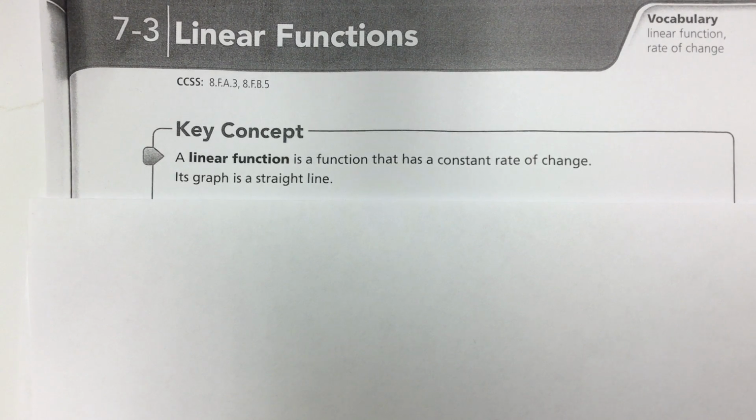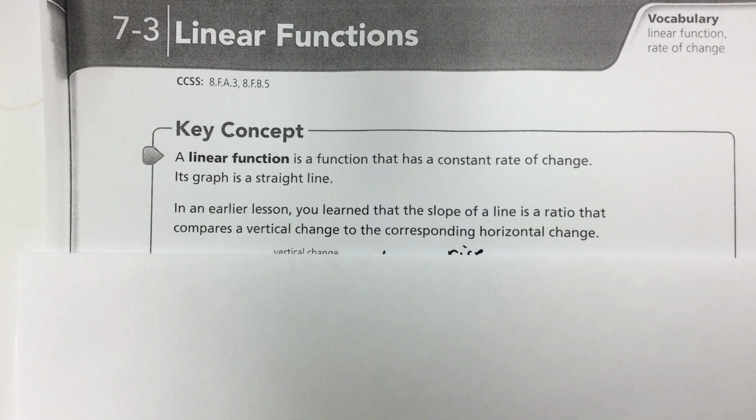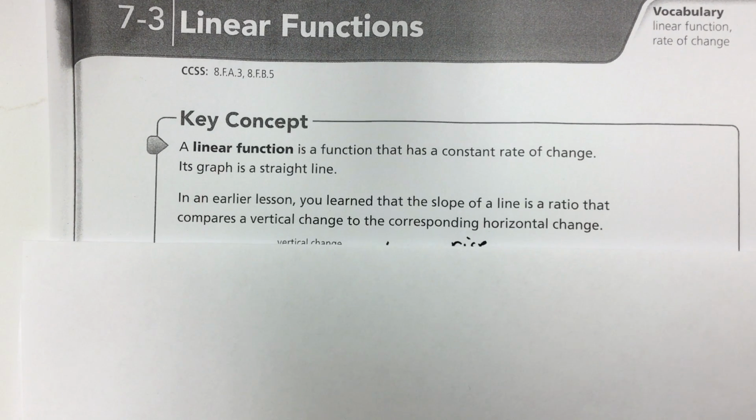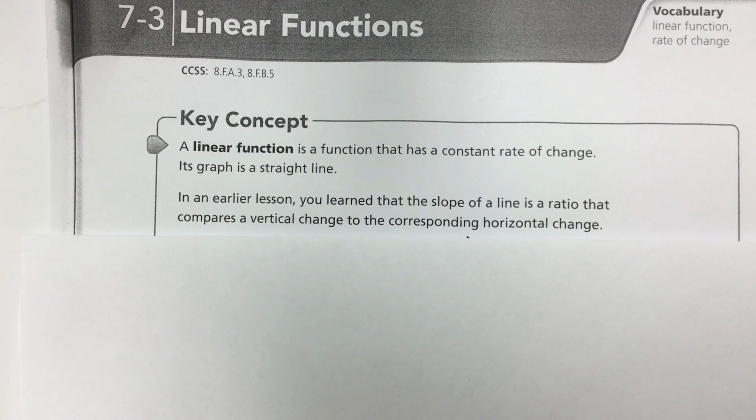Section 7-3, Linear Functions. A linear function is a function that has a constant rate of change. Its graph is a straight line. In earlier lessons, you learned that the slope of a line is the ratio that compares a vertical change to the horizontal change.